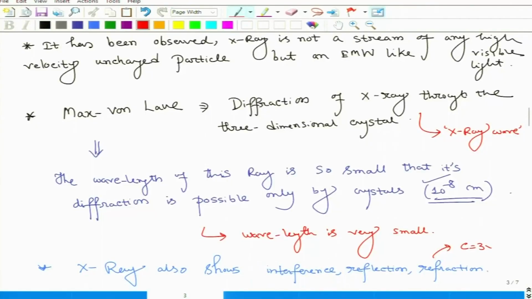Now we know that in vacuum all electromagnetic waves run at a constant velocity, which is 3 into 10 to the power 8 meter per second. This was also known. So this was the result obtained during the experiment with the X-ray. It was proved that X-ray is an electromagnetic wave, not a flow of uncharged particles. Okay, so this is great. And it was also evident that X-ray has a very small wavelength.